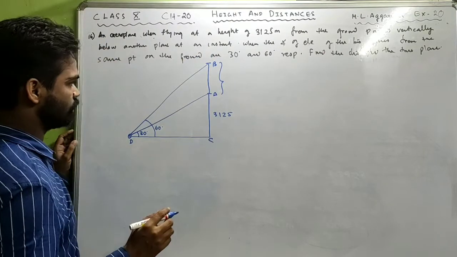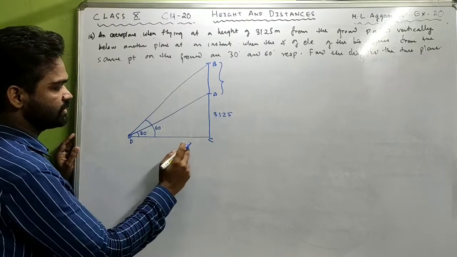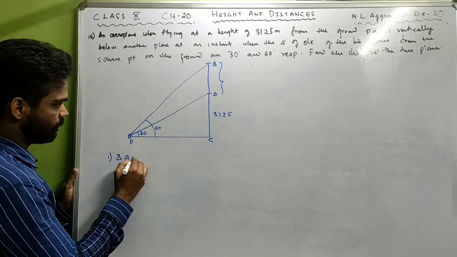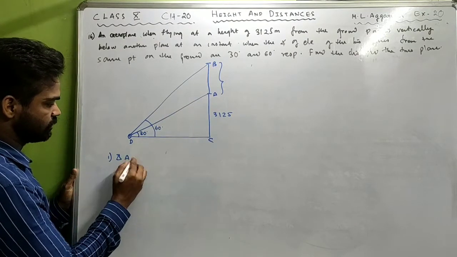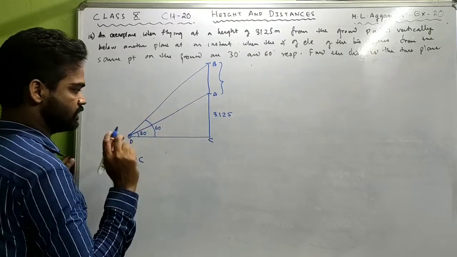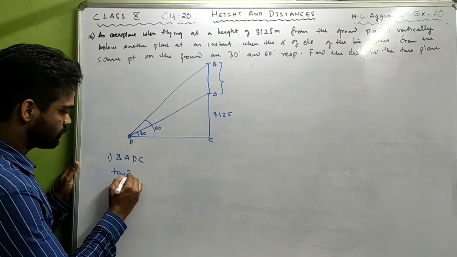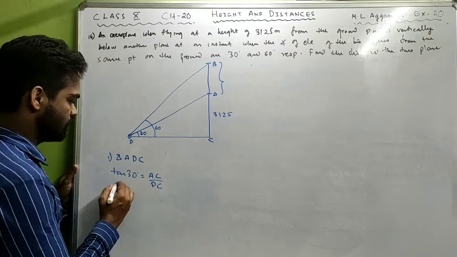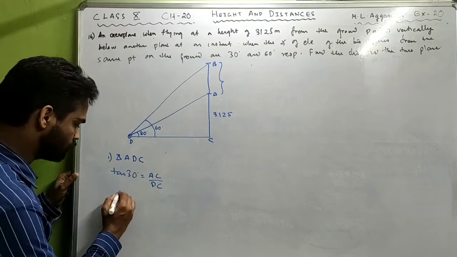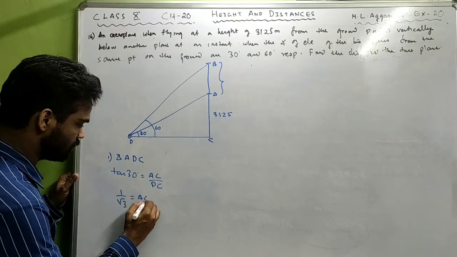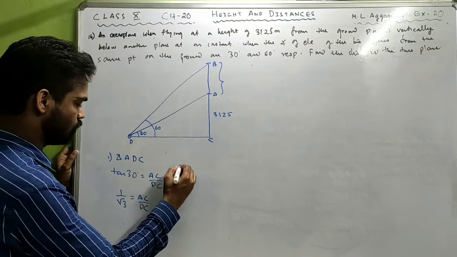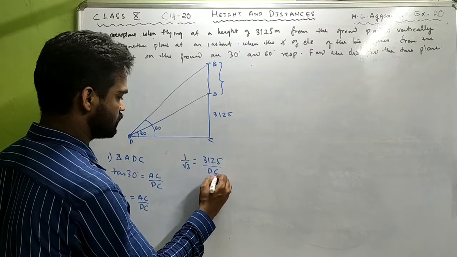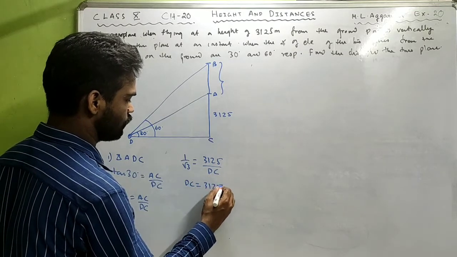Very easy, just look over here. In triangle ADC, tan 30 is AC by DC, isn't it? Now tan 30 is 1 by root 3. So 1 by root 3 is AC by DC. So 1 by root 3, AC is 3125, DC as it is. So DC is 3125 root 3.